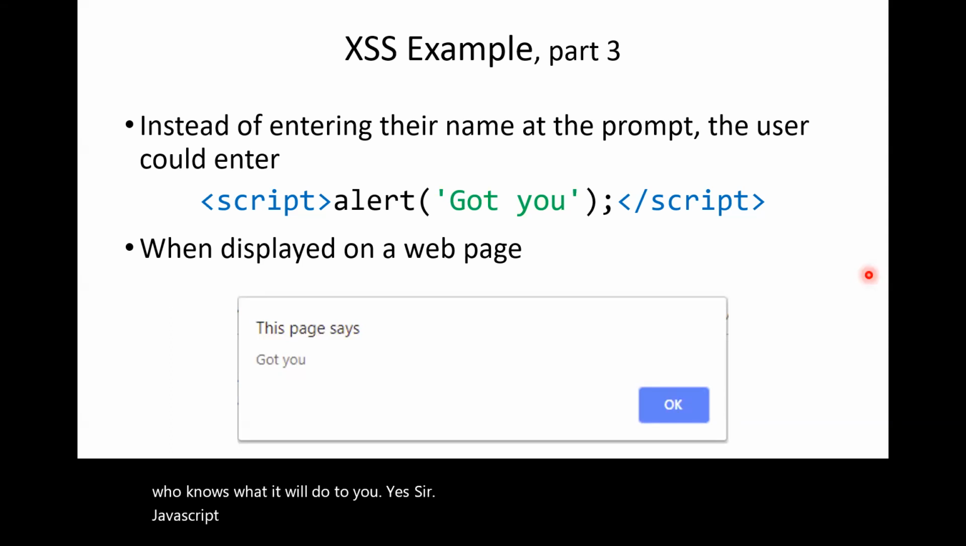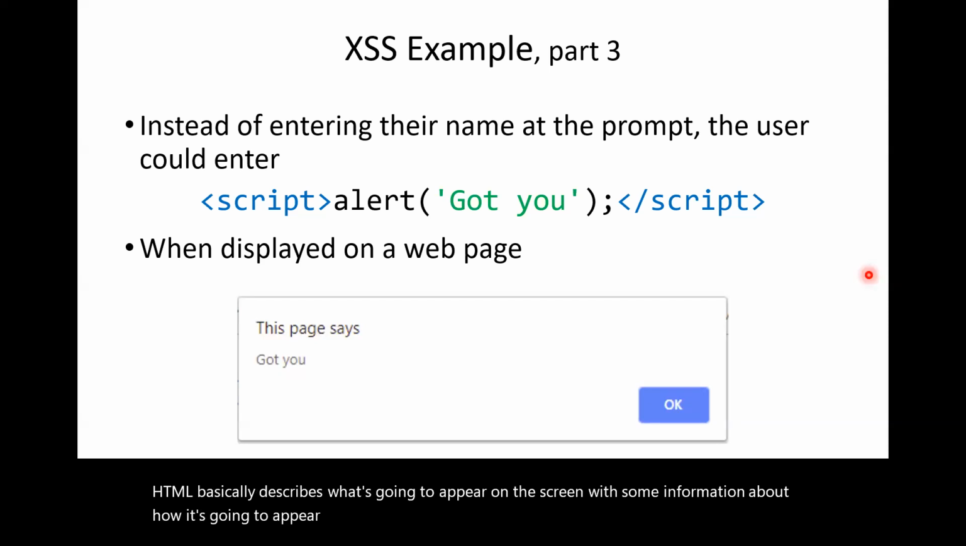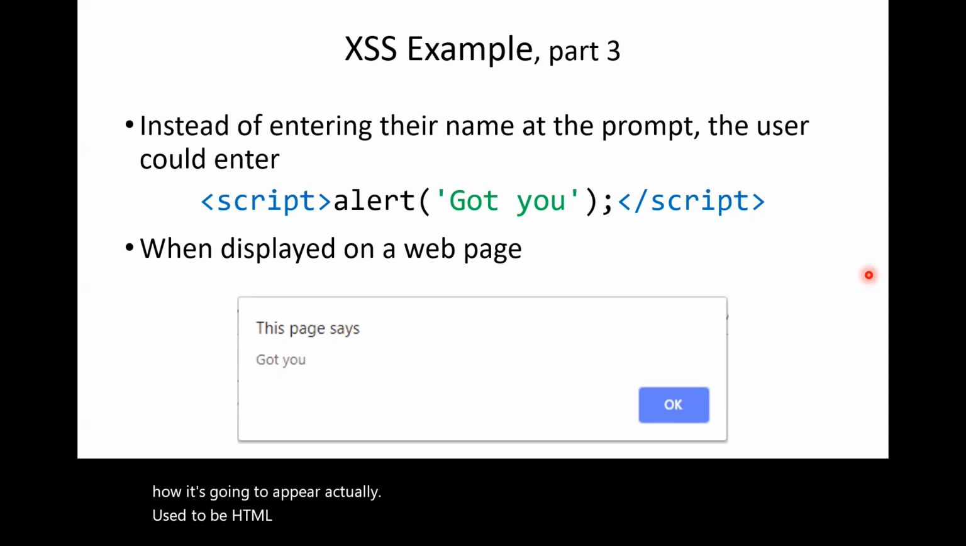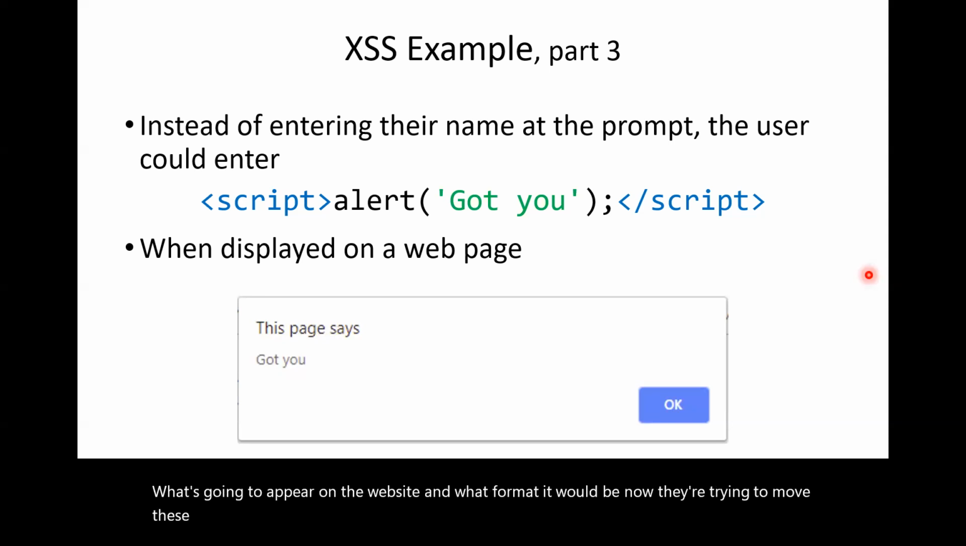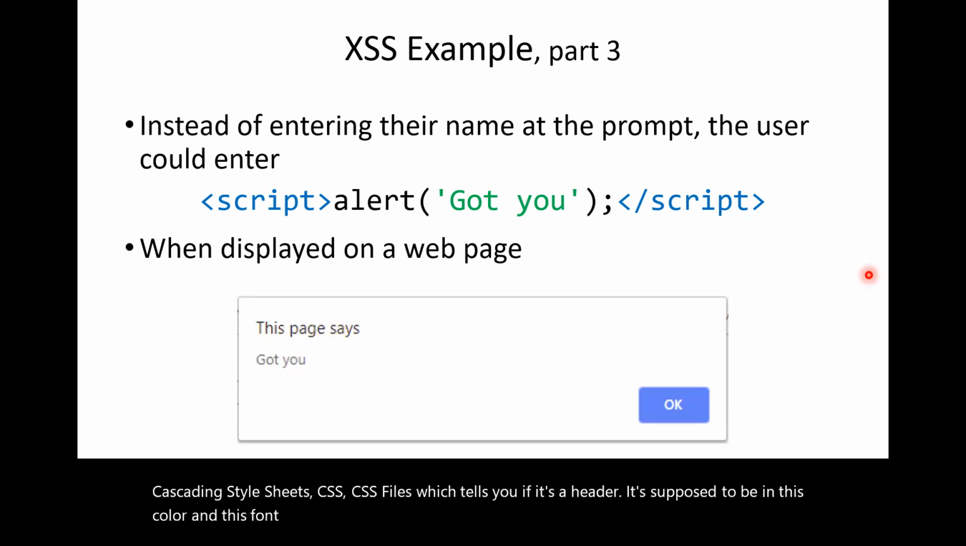JavaScript performs the actions, and HTML is like the structure of the website. HTML basically describes what's going to appear on the screen with some information about how it's going to appear. Actually, it used to be that HTML described what appears and what format it would be. Now they're trying to move the style or the formats into cascading style sheets, CSS files, which tell you, if it's a header, it's supposed to be in this color, in this font. And then you just say in HTML, I want to put the header here, and then the browser looks in the style sheet.